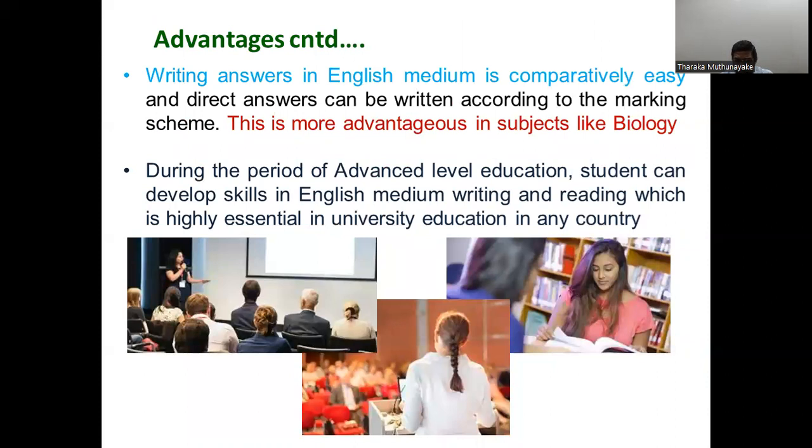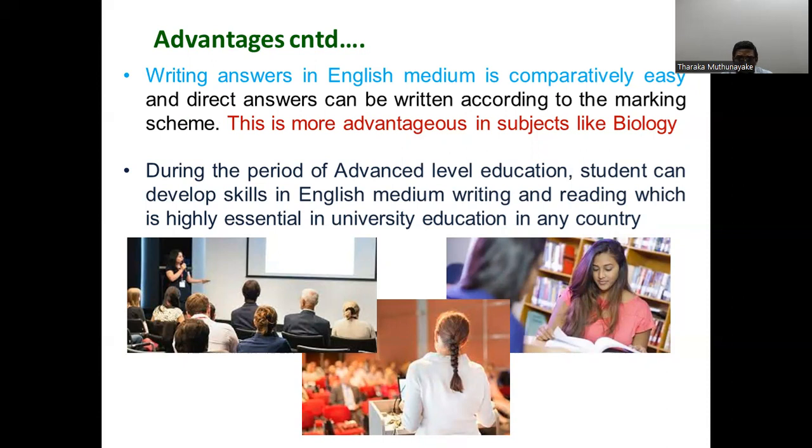Then the second advantage is that writing answers in English medium is actually direct. So it is comparatively easy. Writing answers in English medium is comparatively easy because direct answers can be written according to marking schemes. So this is more advantageous in subjects like biology.